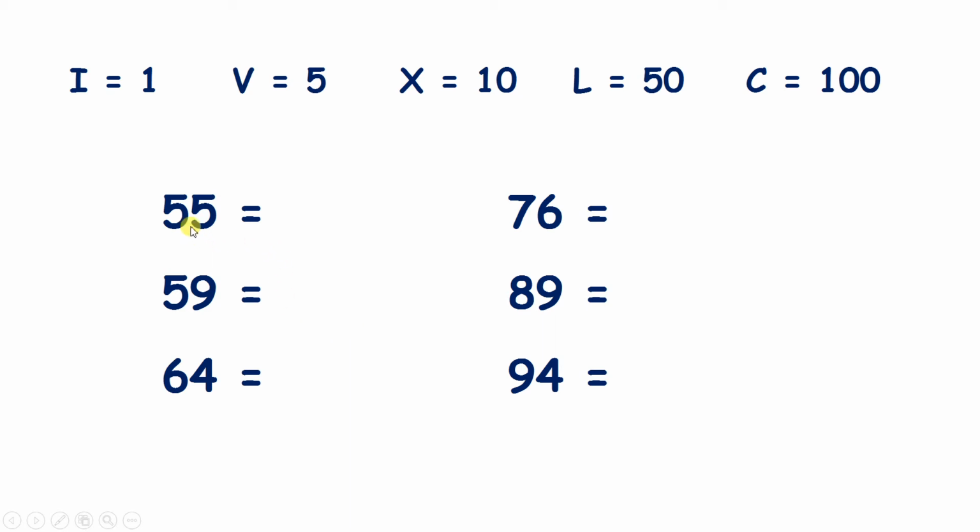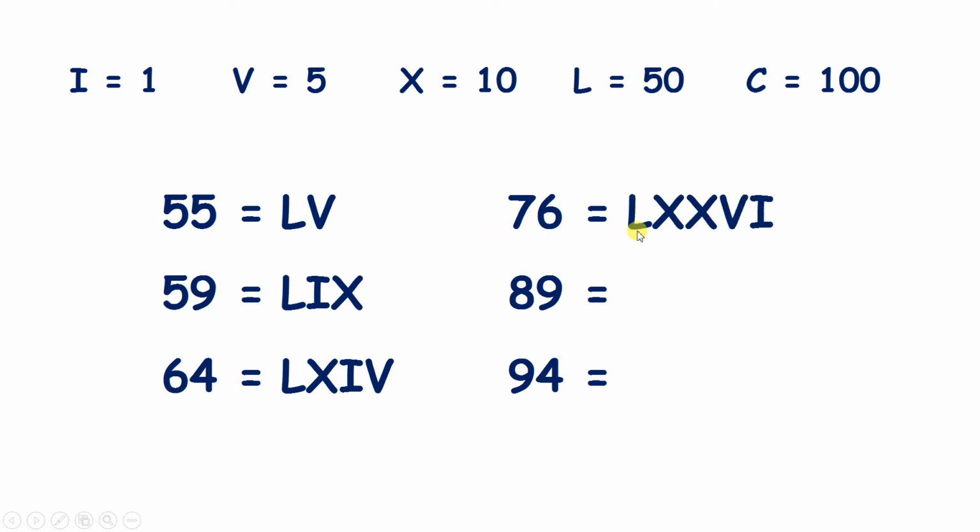Now moving on to larger numbers, we have 55, so L is 50 and V is 5. 59, so L is 50 and IX is 1 before 10, which is 9. For 64, remember 60 is 10 after 50, so we have an L and then we have an X to represent that 60, and 4 is 1 before 5, so we have IV. LX is 60, IV is 4. Now for 76, we have LXX, because 70 is 50 and then 2 tens, and 6 is 1 after 5, so V and then I.